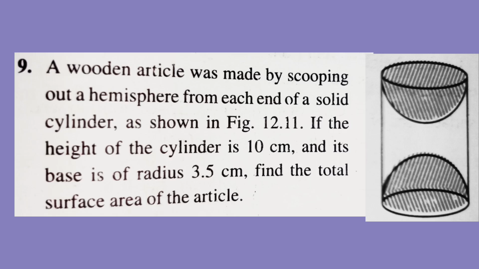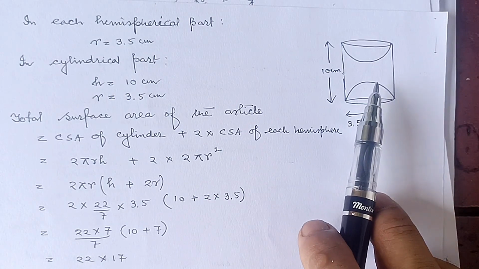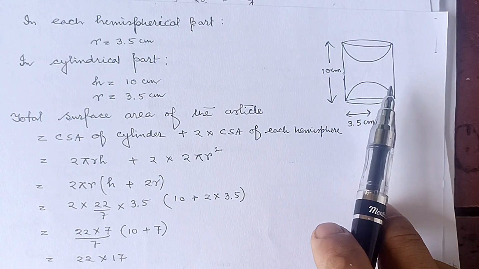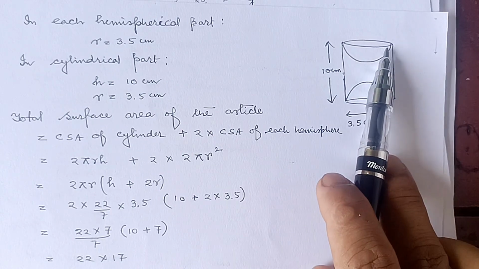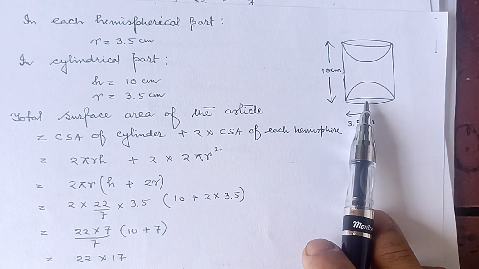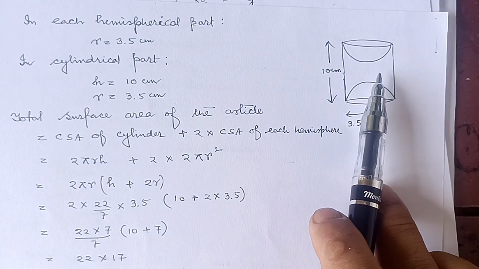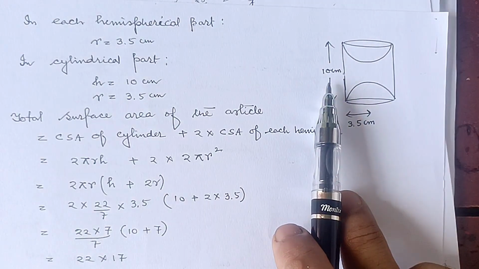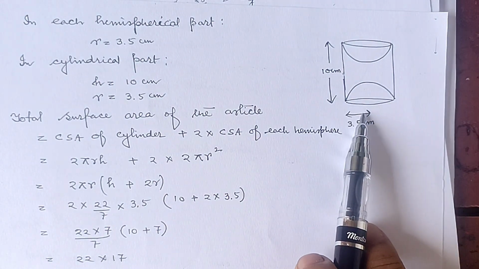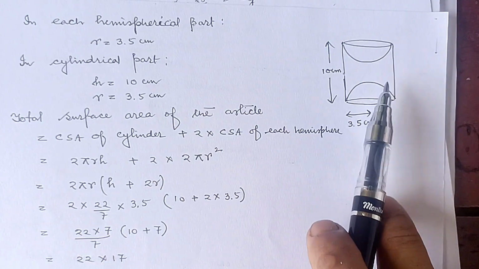Question number 9. Wooden article was made by scooping out a hemisphere from each end of a solid cylinder. As shown in the figure, if the height of the cylinder is 10 centimeter and its base is of radius 3.5 centimeter, find the total surface area of the article. As given in the question, a wooden article was made by scooping out a hemisphere from each end. So from this part, hemispherical part is removed, from here also it is removed, and we got this figure. If the height of the cylinder is 10 centimeter and the base is of radius 3.5 centimeter, we have to find the total surface area of this figure.